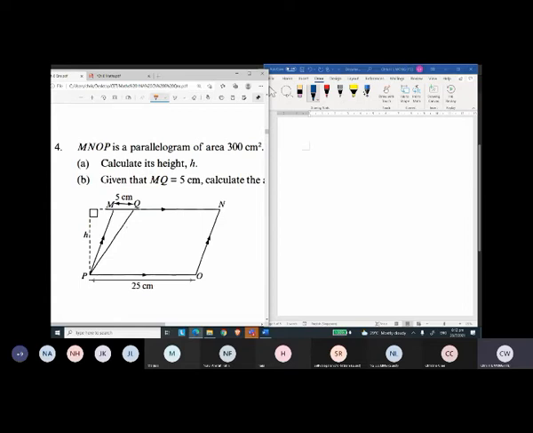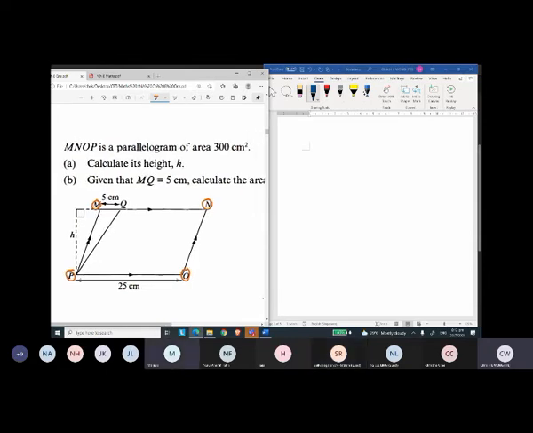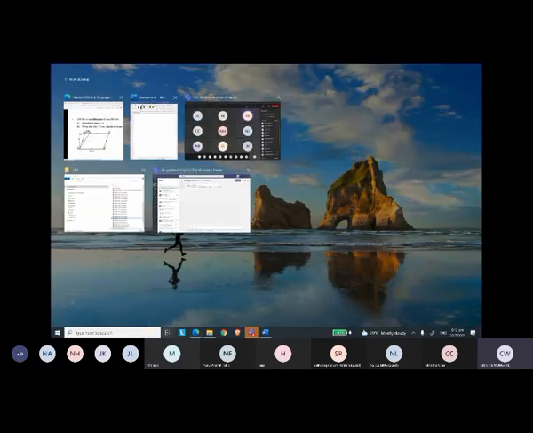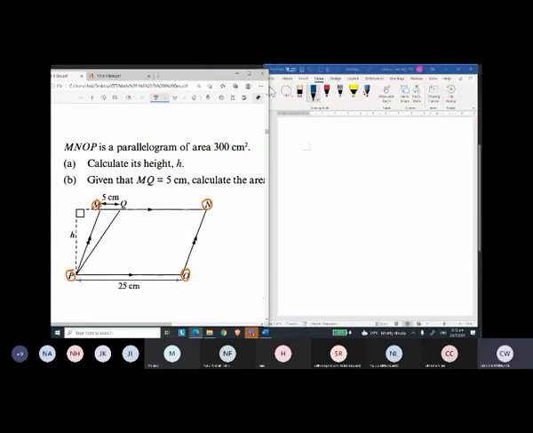Okay, y'all look at the diagram very carefully. MNOP. This is a parallelogram, they say, right? Did they give you the area? The area of the parallelogram is 300. You're supposed to find the height. Okay, write down first.